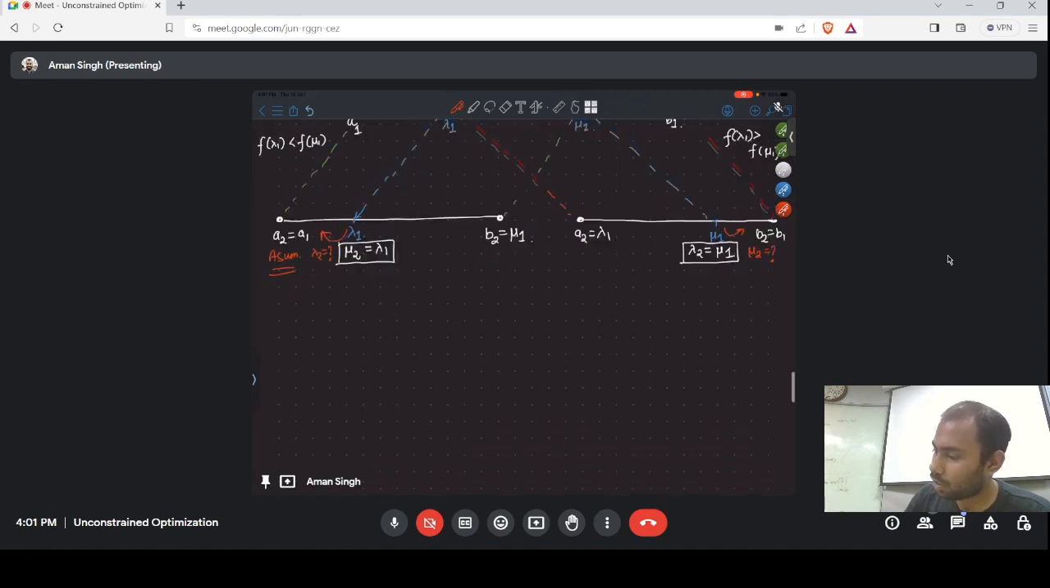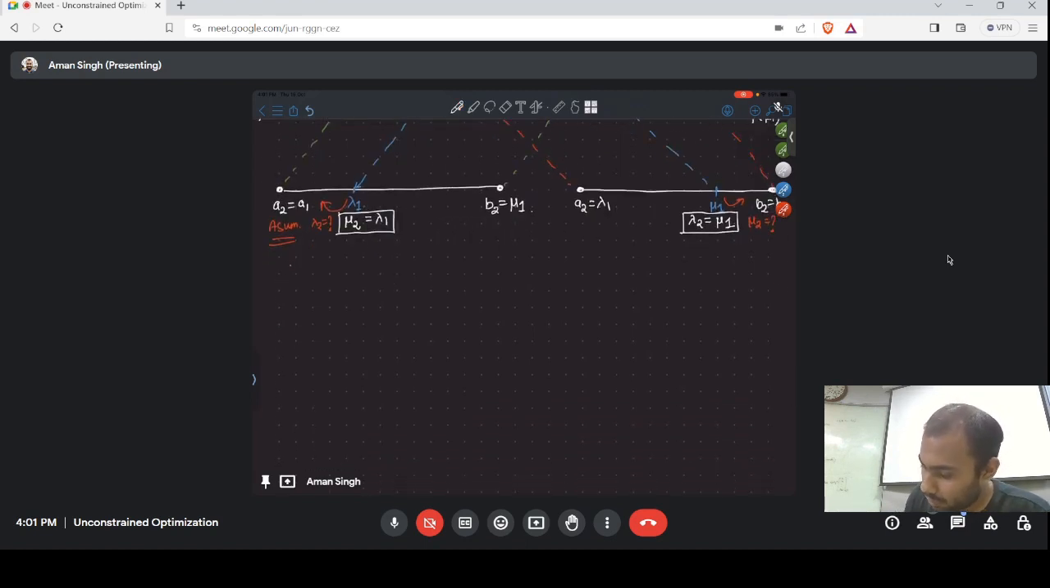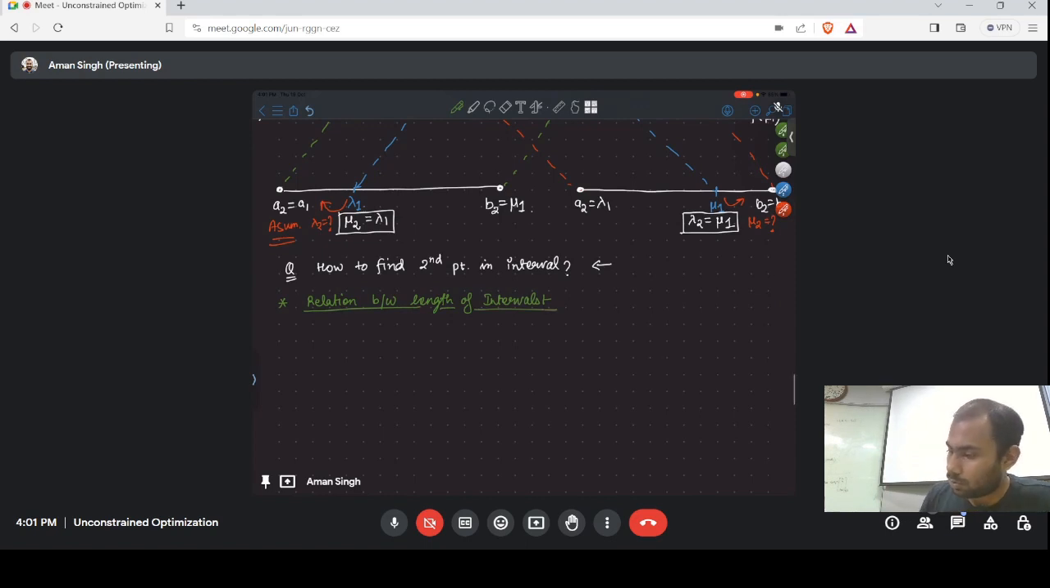Before answering this question, how to find the second point in the interval, we'll try to derive some relations between the length of the intervals. So the next topic I think is the relation between the lengths of intervals.